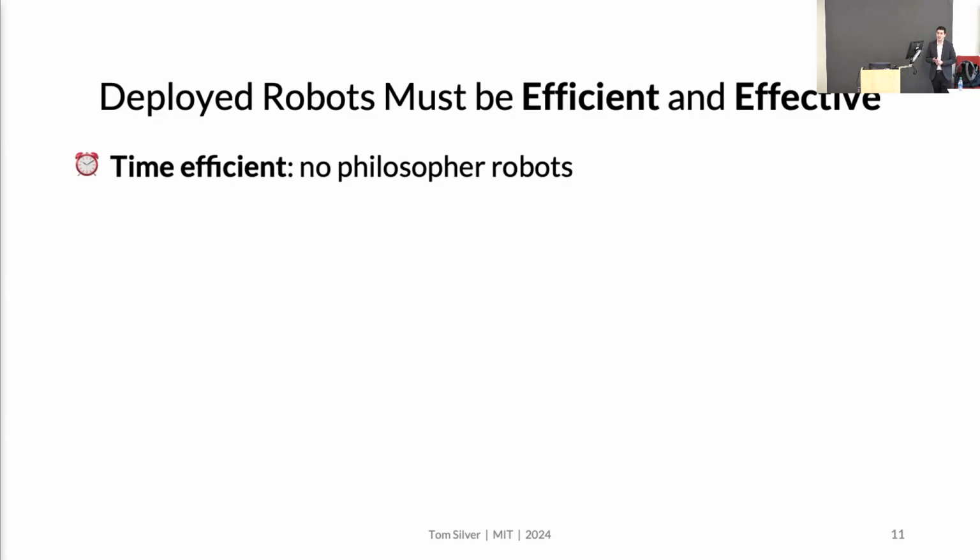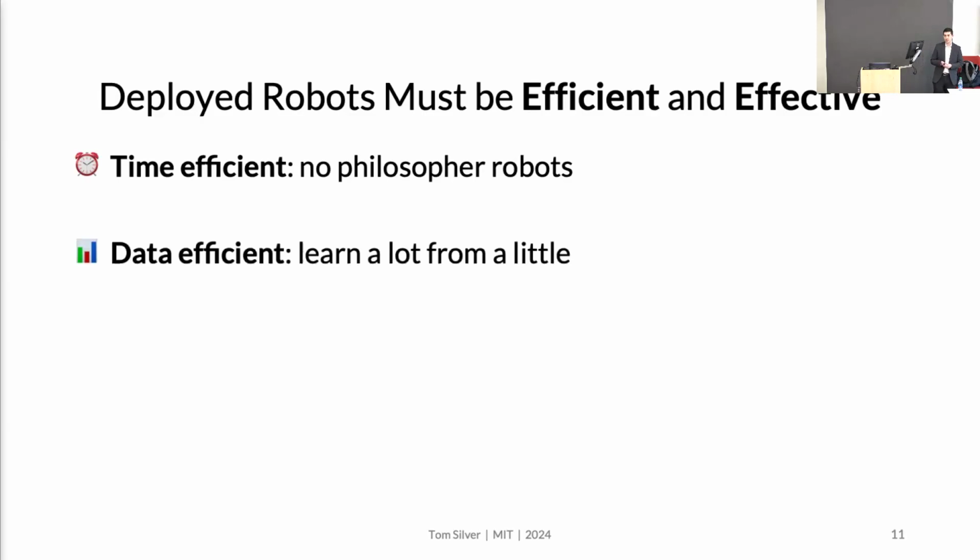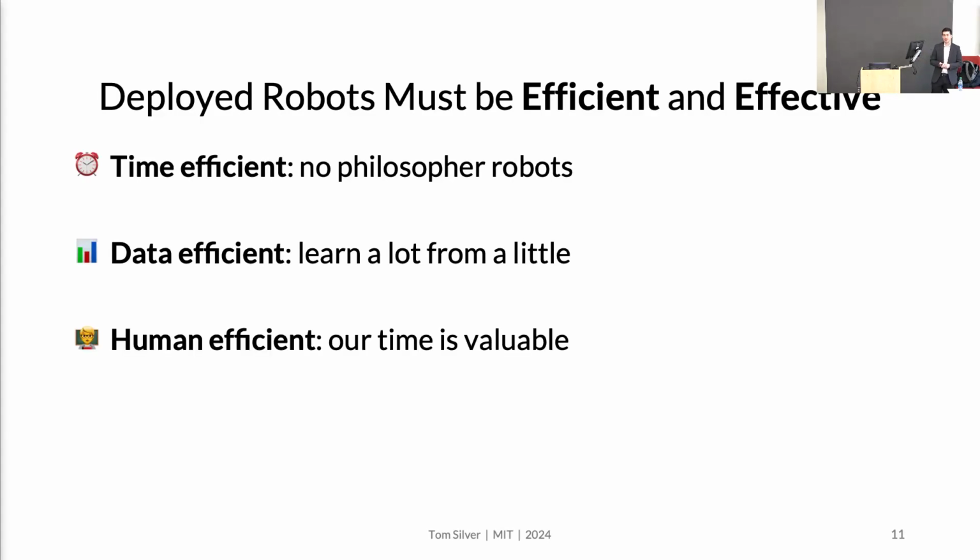We also want robots that are data efficient. So we're going to have these robots learning during deployment. That means they need to learn a lot from just a little bit of experience. And we also want them to be human efficient. What I mean by that is they should ask for help and ask questions of people when people are available, but they shouldn't be constantly bothering people.